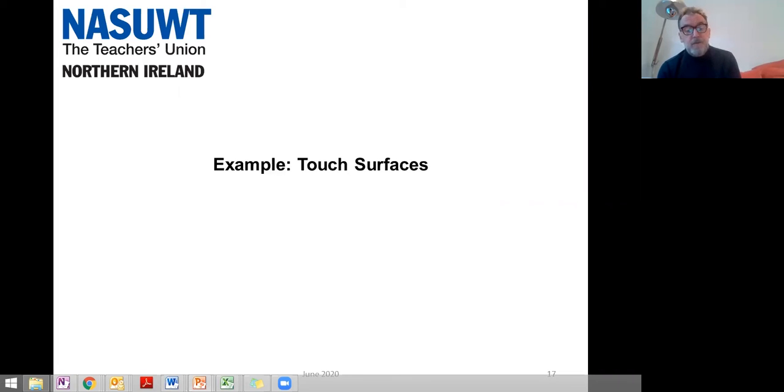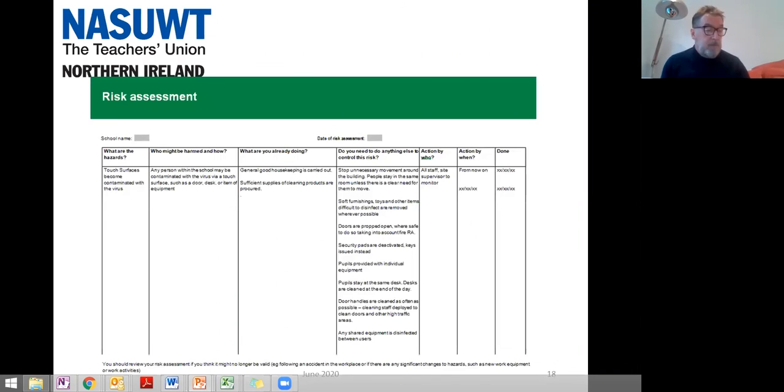So example, touch surfaces. In this final section, I just want to look at risk assessment processes through specific issues in the COVID-19 outbreak. Okay, so next slide, please. Okay, so we're looking at touch surfaces. So what are the hazards there? You can see on the slide. Touch surfaces become contaminated by the virus.